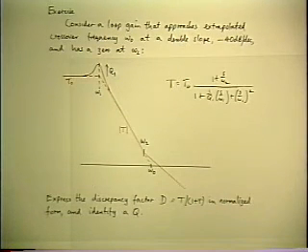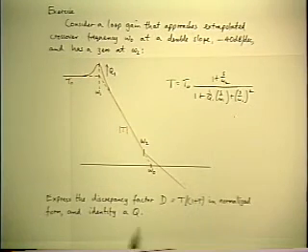Now we're going to plug that into D equals 1 over 1 plus 1 over T. And you see it's going to get pretty messy.